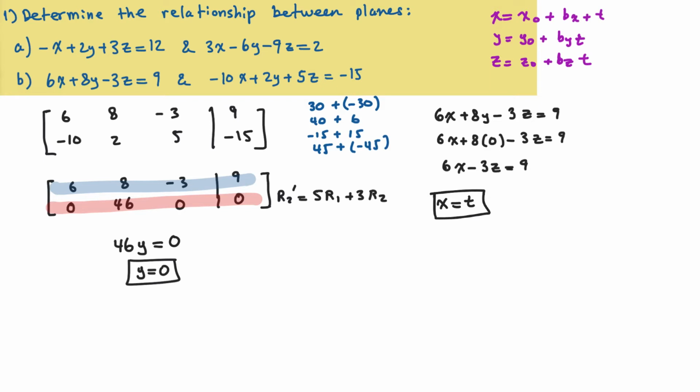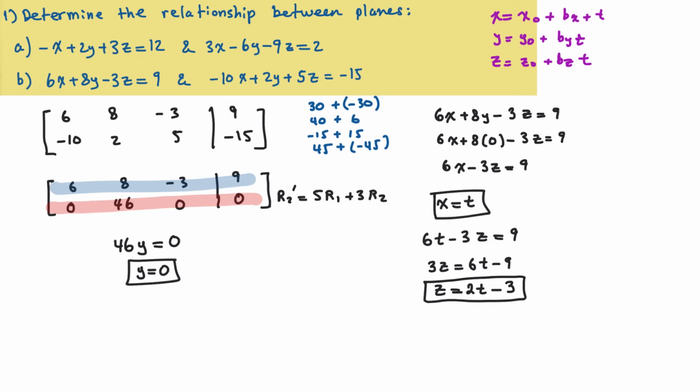And I'm going to rewrite the equation as 6 times t minus 3z is equal to 9. And I'm going to rearrange for z. I'm going to have it as 3z is equal to 6t minus 9. And what I've done here is I've added 3z to both sides to get positive 3z, and subtracted 9 from both sides to get 6t minus 9. And then I'm going to divide both sides of the equation by 3, and I will get 6 divided by 3 is 2, and 9 divided by 3 is 3. And that's my z value.